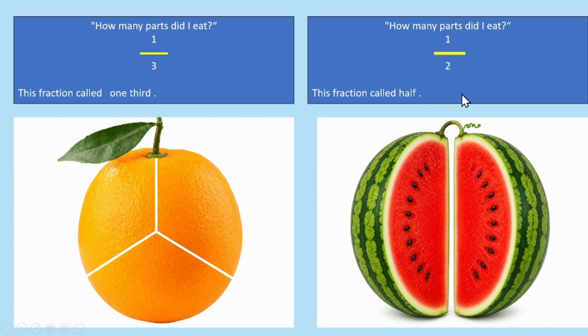Okay, while I was going to my home, I bought a watermelon. When I reached my home, I split it into two parts and I ate one of these parts. So I ate half of the watermelon. This fraction is called half.